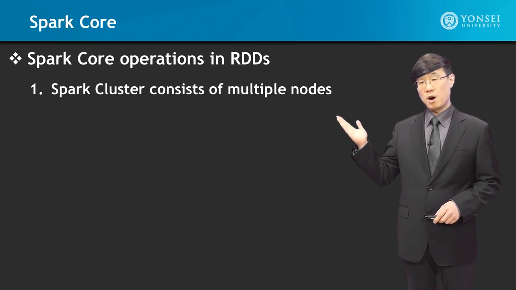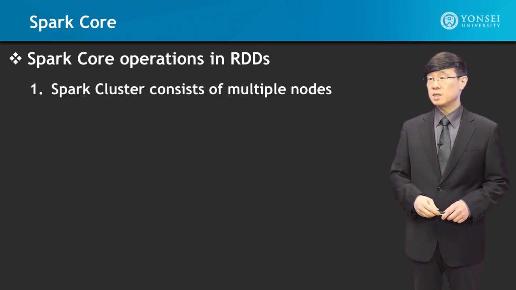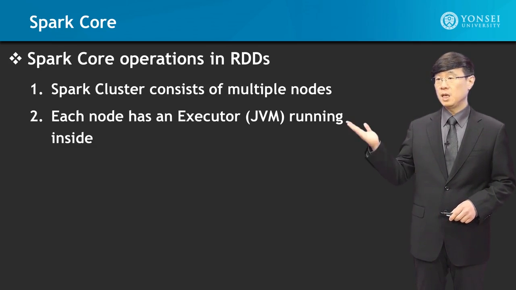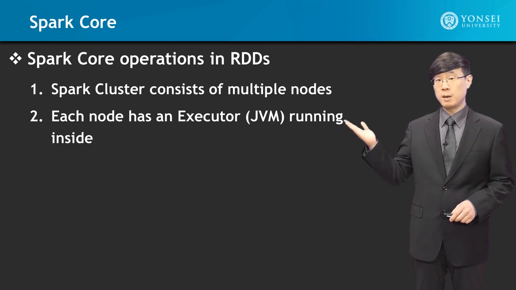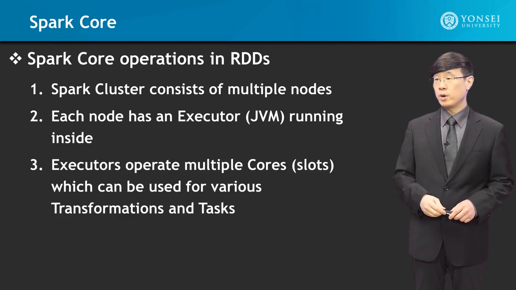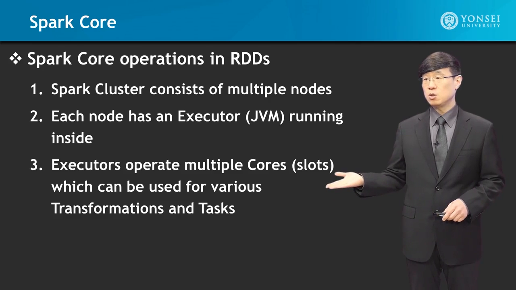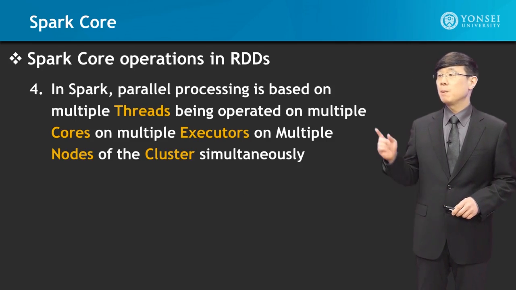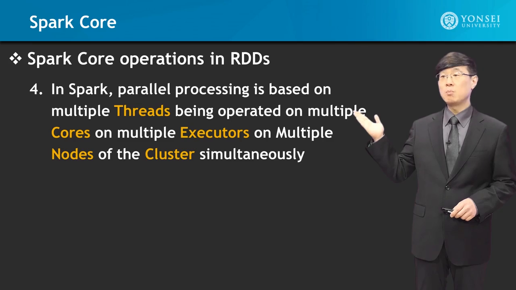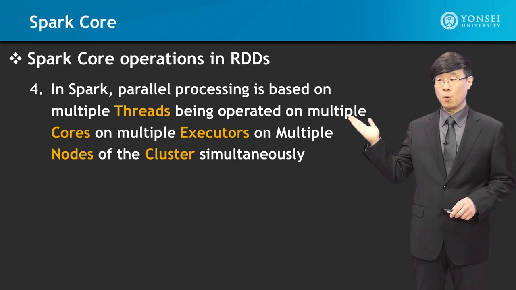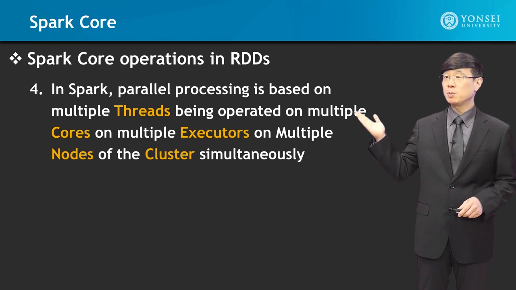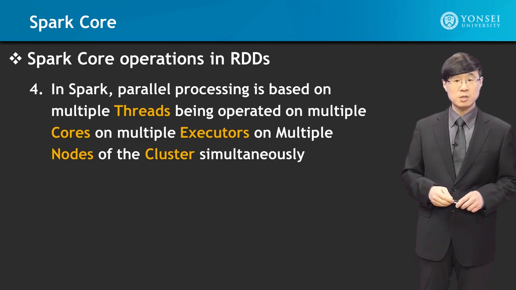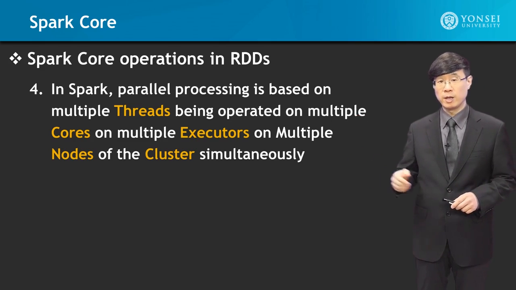In operations of RDD, a Spark cluster consists of multiple nodes. Each node has an executor, a JVM, a Java virtual machine, running inside. Executors operate multiple cores, which can be used for various transformations and tasks. In Spark, parallel processing is based on multiple threads, as I have explained before, and being operated on multiple cores on the multiple executors on multiple nodes of the cluster simultaneously in parallel.